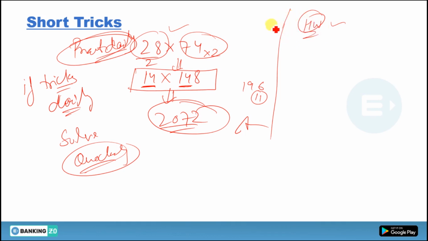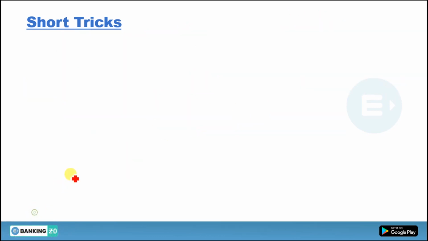So what is your homework? Homework is, suppose you have to multiply 44 into 77. Next, suppose 56 into 29. So you can try these two at home, and tell me the answer in the comment box. Now move to the next trick.